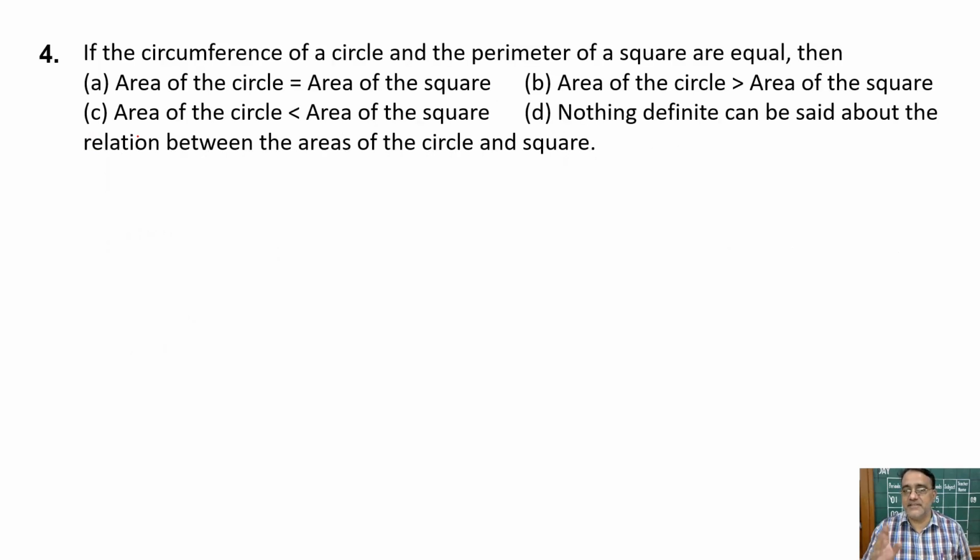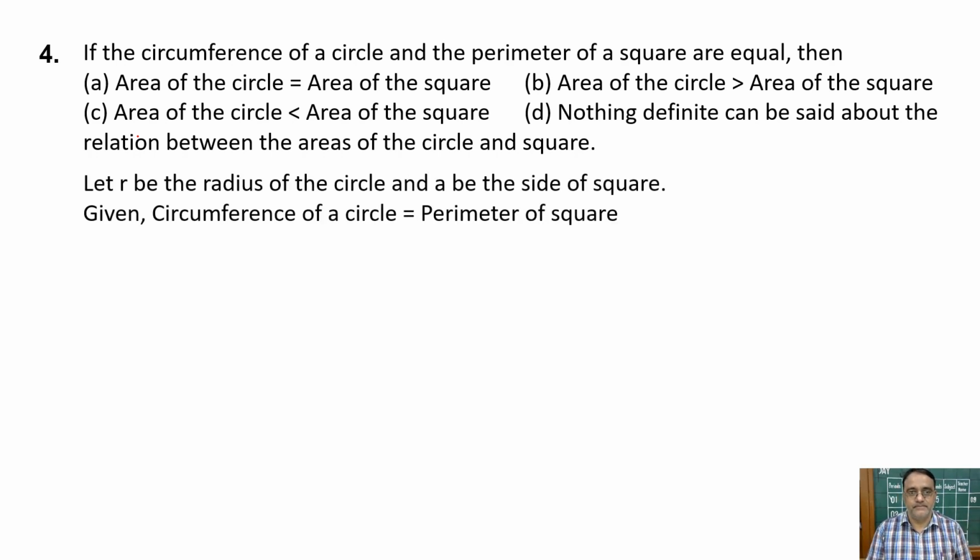If the circumference of a circle and the perimeter of a square are equal, then we have to select the correct option. So circumference of circle is equal to perimeter of square. So let the side of square be a. So what will be perimeter of square? 4a. 4a, right. And the circumference we know it is 2 pi r. So first condition is given, 2 pi r is equal to 4a. So this is clear? Yes. Now we'll cancel 4 by 2. So we'll get pi r is equal to 2a. Now we'll substitute the value of pi, that is 22 by 7.